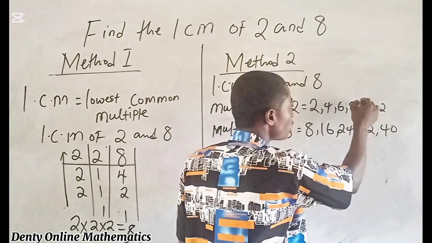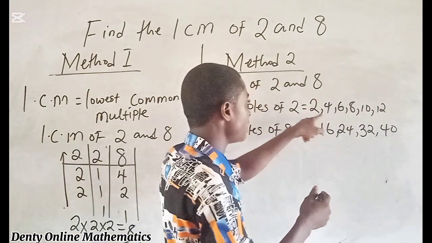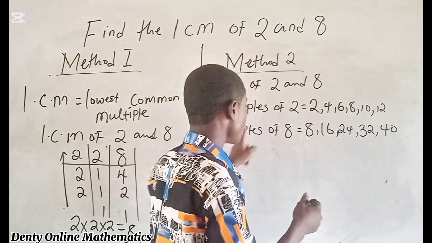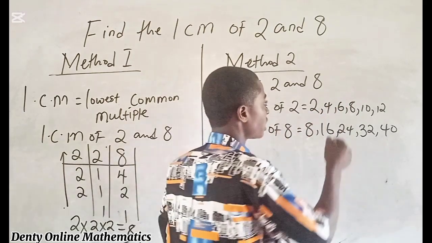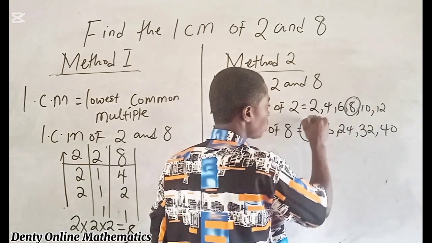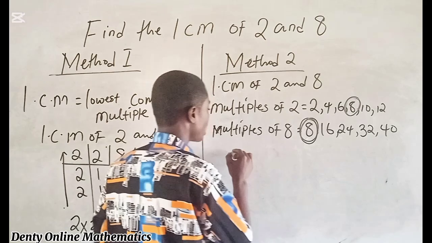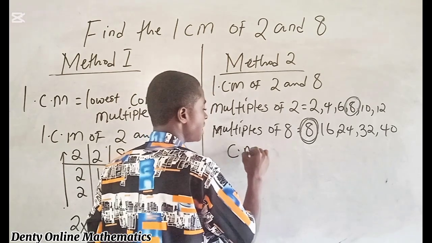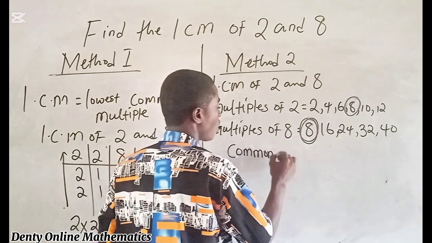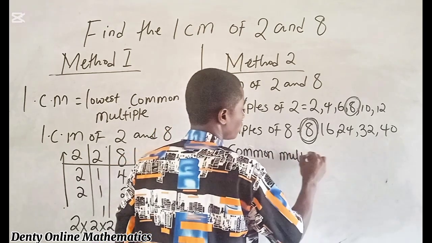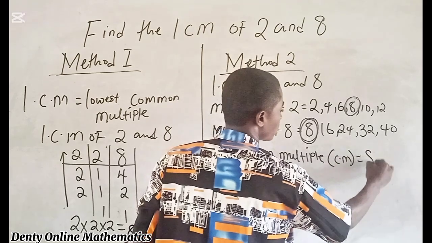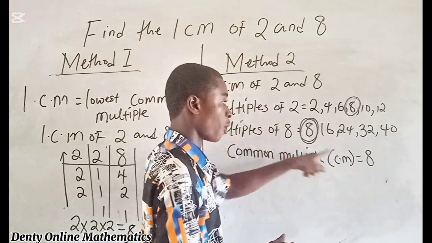So the common multiple is the multiple I can see among the multiples of 2, and I can also see them among the multiples of 8. So 8 is here and 8 is also here. So I will take common multiple, which is CM, is equal to what? 8. I've gotten the common multiple now.